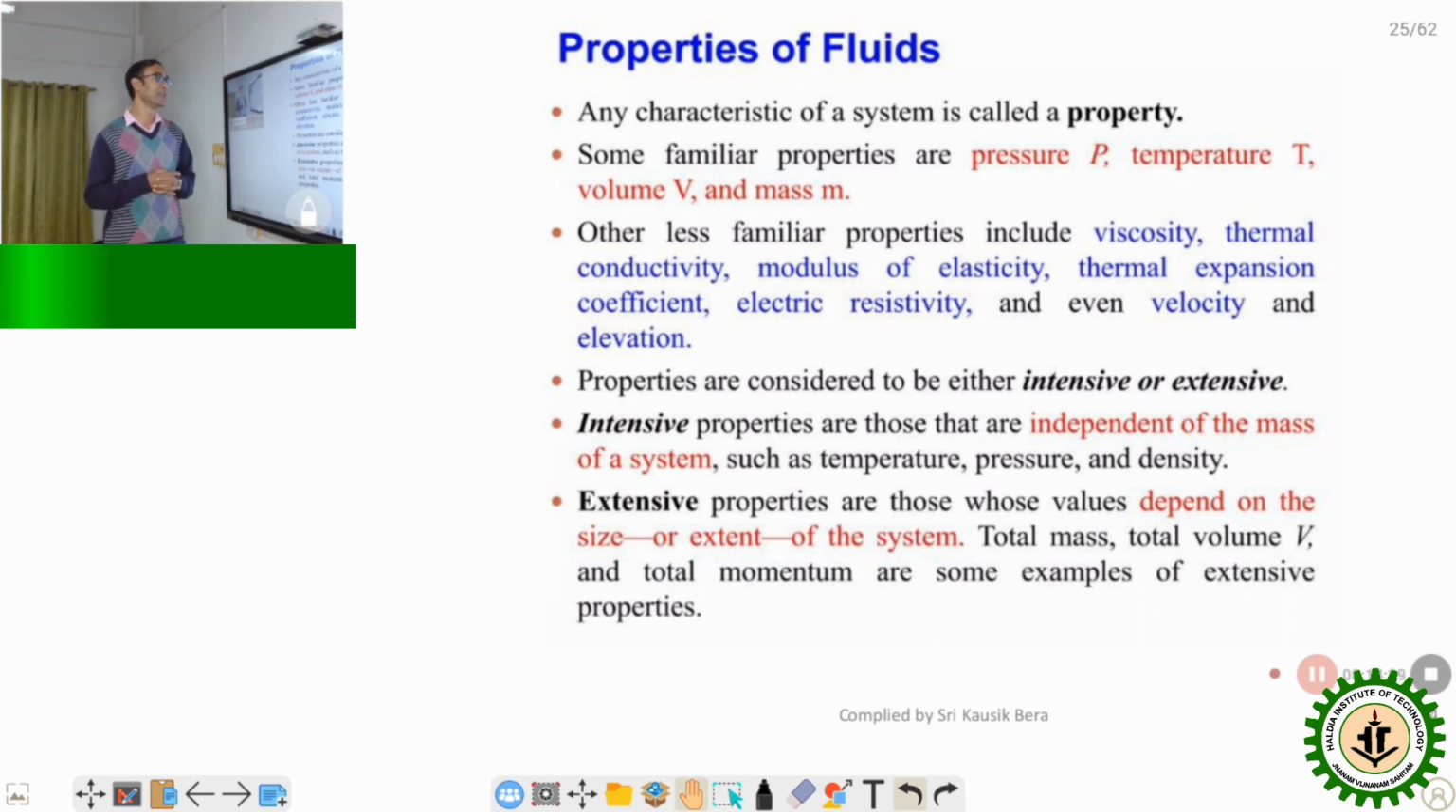Properties are considered to be either intensive or extensive. Intensive properties are those that are independent of the mass of a system, such as temperature, pressure and density. And extensive properties are those whose values depend on the size or extent of the system. Total mass, total volume, total momentum are examples of extensive properties.